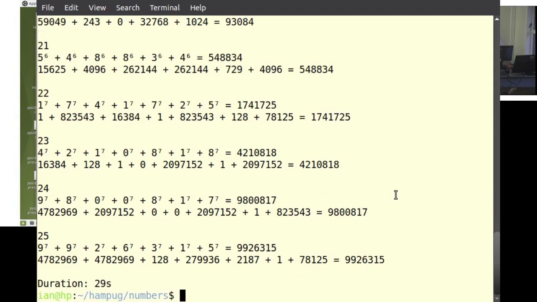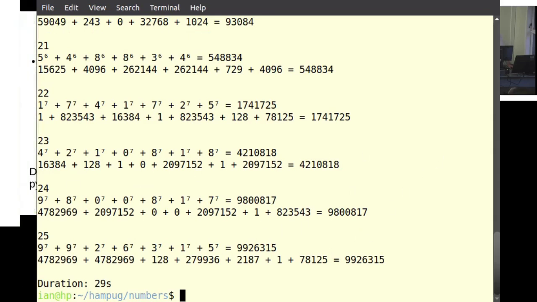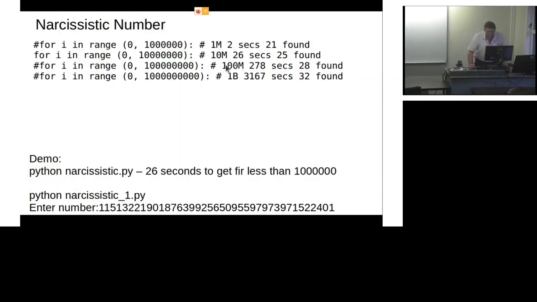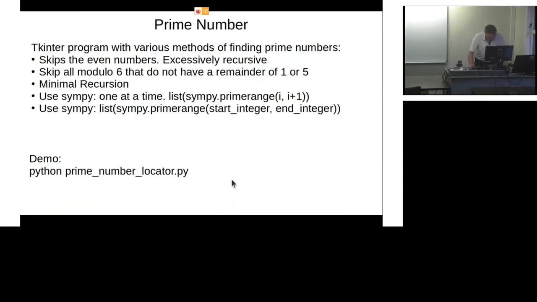I think if I just get back to my slideshow. I just did some timing on this computer when it wasn't running so harshly. If I just go from 0 to 1 million, it takes 2 seconds and it finds 21 of those numbers. If I go from 0 to 10 million, it takes 26 seconds. That's what you just saw. And it found 25, I think. 100 million takes nearly 5 minutes and found 28. And then I get up to just about an hour to do the first billion. So I don't know how long it would take me to find that one. It seems almost linear.